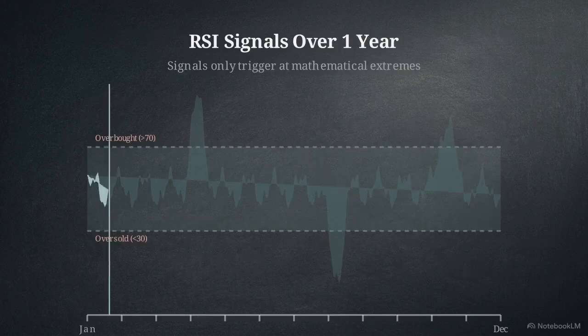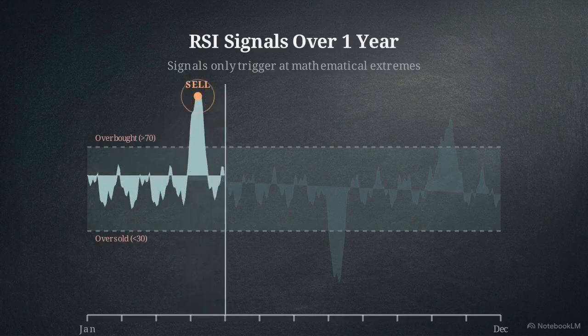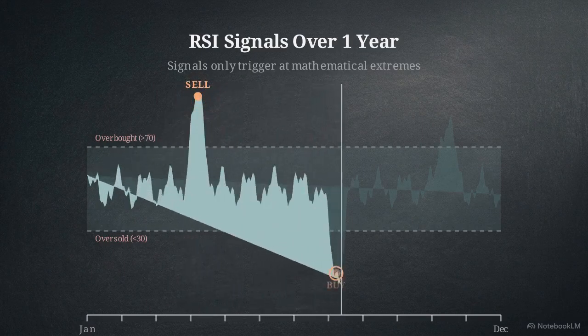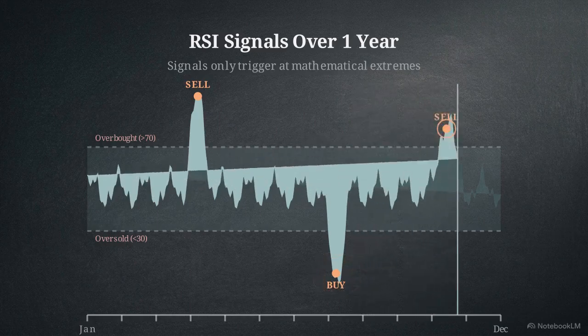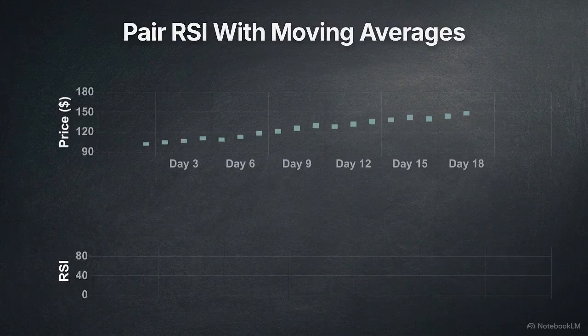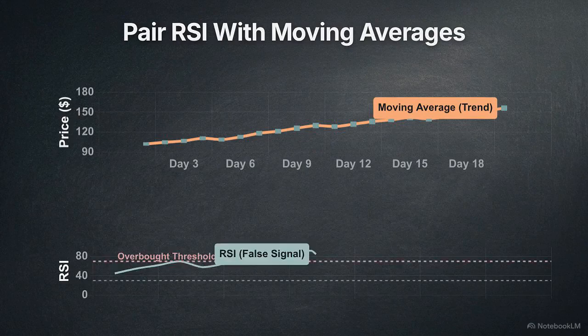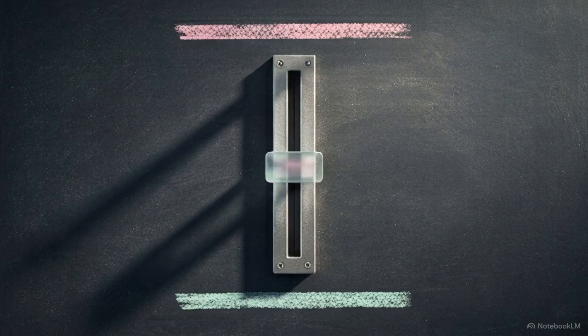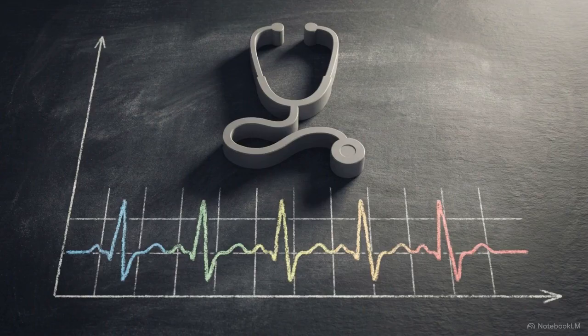However, because it requires the market to reach such extreme mathematical conditions to trigger, it generates very few signals. To trade safely, it has to be paired with broader trend-following tools like moving averages. The RSI is not a standalone weapon meant to fight a raging market. It is a diagnostic tool designed to measure the underlying health of a trend over time.